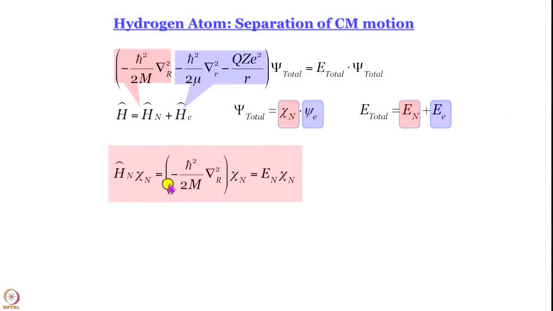Okay. So, the first equation we get, if you look at this highlight here, is Hn chi n, that is minus h cross square by 2m del R square operating on chi n, no potential energy. Remember, we are talking about one hydrogen atom. We are not talking about a hydrogen atom that interacts with anything else. That equals En chi n, only kinetic energy term is there. So, a system which has only kinetic energy term, no potential energy. Have you encountered something like that? Yes, we did. That is a free particle. A free particle is something that does not care about anything else in the universe, does not have any potential energy, any interaction with anything else.